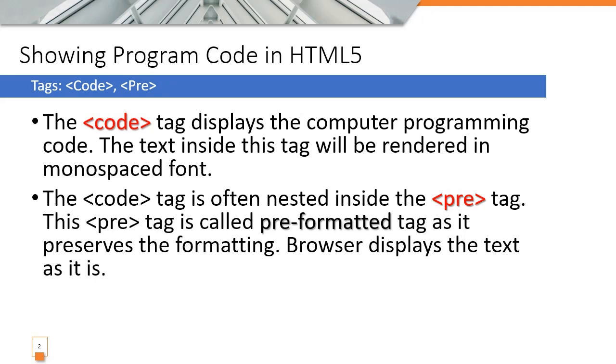So the pre tag informs the browser not to touch the formatting inside the pre tag content. It states that the content is already formatted, don't touch. Now when we combine the pre and code tags, we get computer programming language displayed in a pre-formatted as well as a monospaced font.